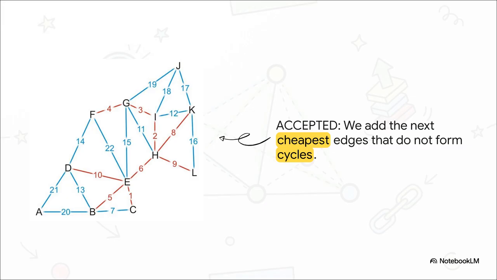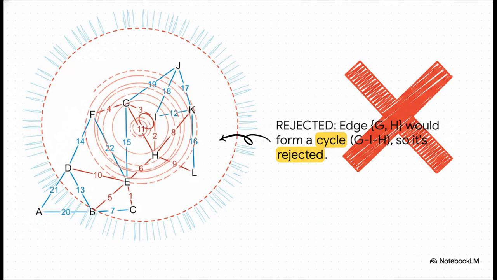So we just skip that BC connection and keep going down our list. We add the edge between H and K, then H and L, then D and E. Each time, it's the same simple process. Grab the next cheapest edge, check for loops, and if it's clear, we add it to our growing network. Okay, jumping ahead again, we come to the edge between G and H. At first glance, it might look okay, but we have to check. And wait, G is already connected to I, and I is already connected to H. So if we added this new GH edge, we'd create that GIH loop. So again, nope, it gets rejected.